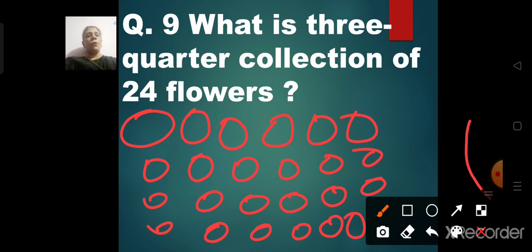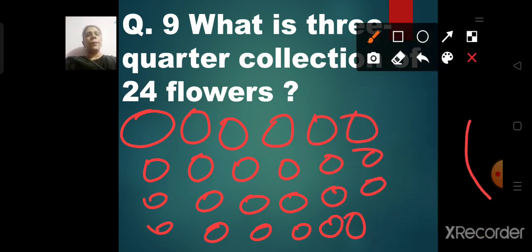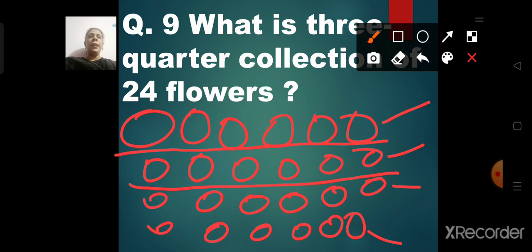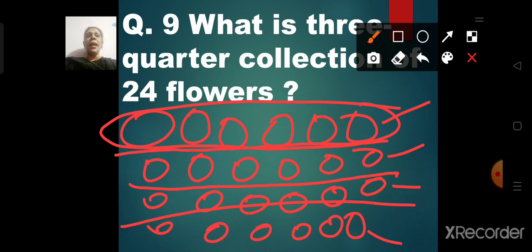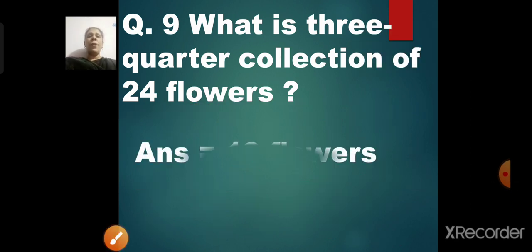Okay. So now, just a second, children. Now we have 24 flowers, and in each group I have 6 flowers, and I have made 4 parts. 1, 2, 3, 4. So what will be 3/4 collection of 24 flowers? Now 1 part is 6. 2 parts will be 12. 3/4 part will be 18. Yes. So 3/4 collection of 24 flowers will be 18 flowers. 1 part has 6 and 6 3s are 18. So what is 3/4 collection of 24 flowers?